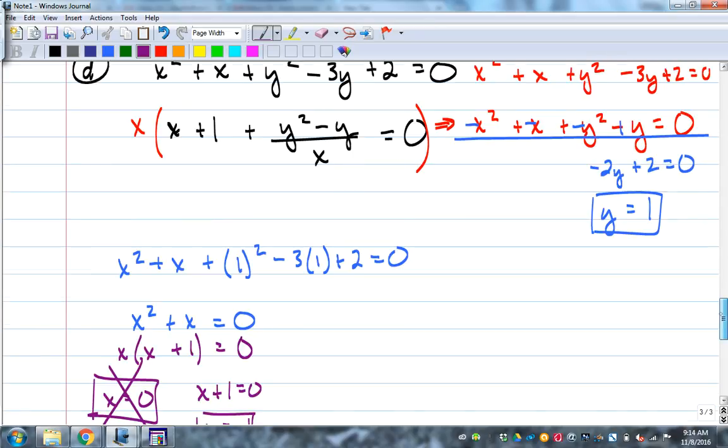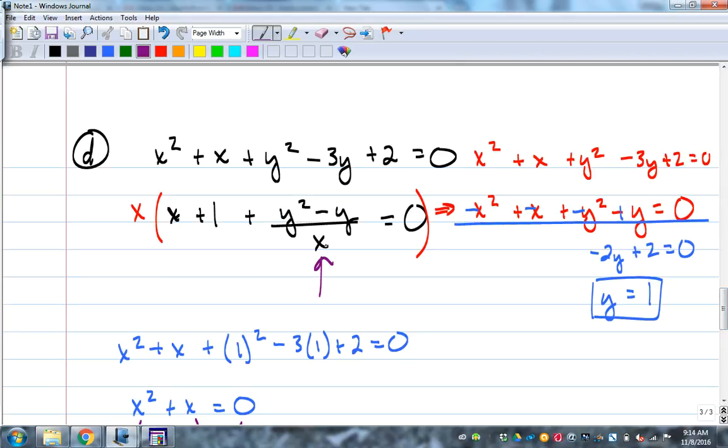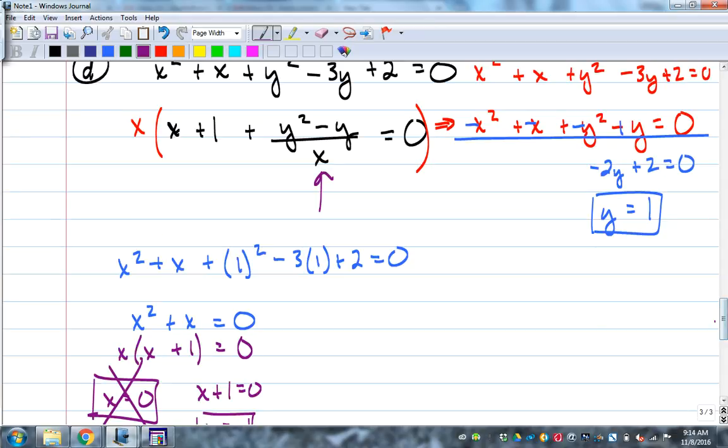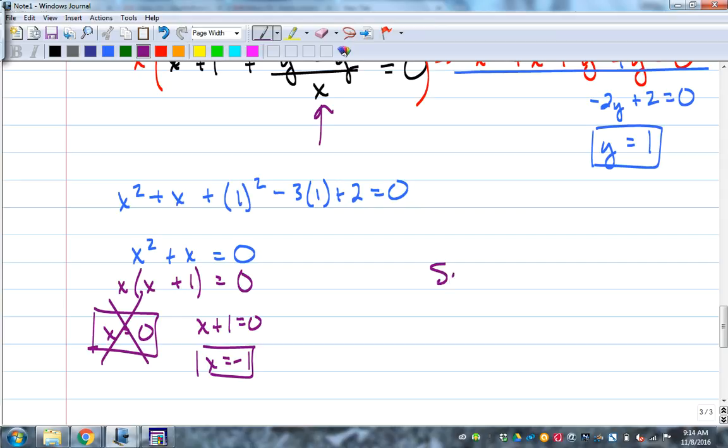Because in this original problem, that guy right there, x being in the denominator, tells us x can't be 0 for this system of equations. It's not going to happen. It's a restriction on the domain for that particular problem. So that's why we're going to throw that out. So the only solution we're going to have for this one would be -1, 1. So that big ugly system of equations only had one solution.